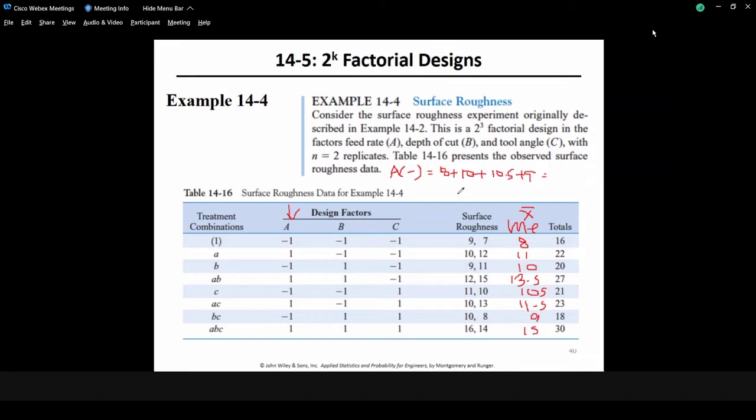So calculate the mean. And then A plus is equal to, you look at column A plus, will be 11 plus 13.5, using the mean, 13.5 plus 13.5, 11.5, plus, and then finally 15.